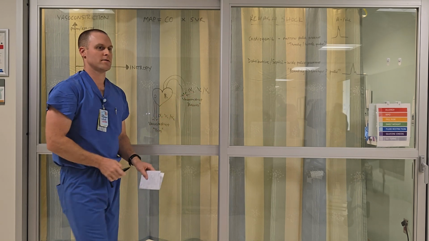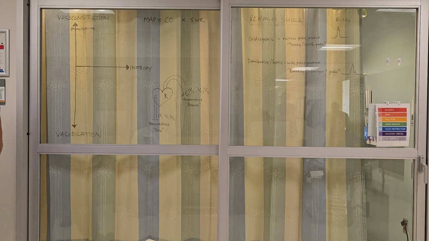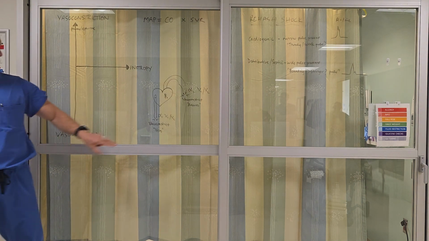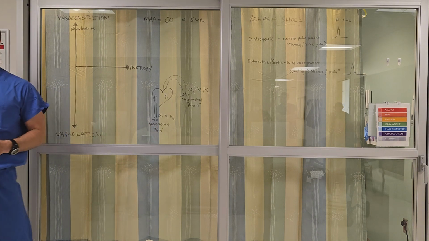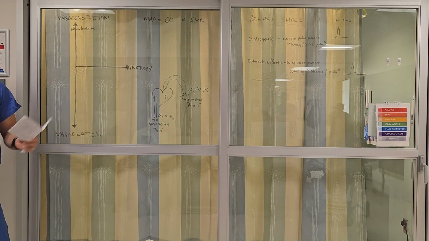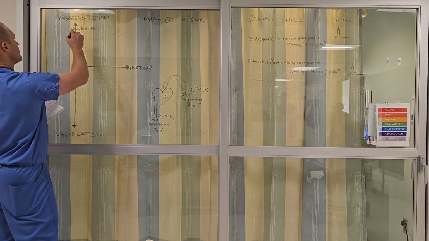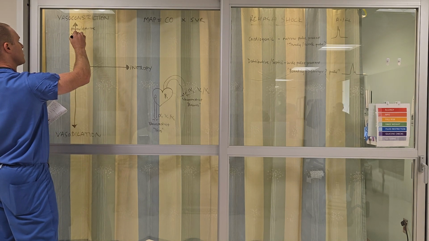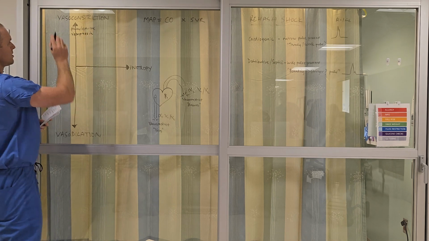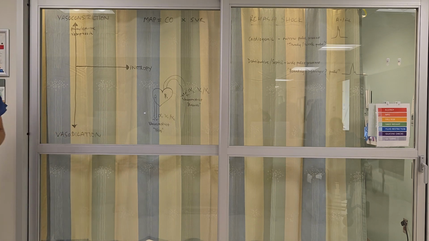V1 and V2, does anybody know what we give often in the ICU that hits those receptors, causing vasoconstriction and venoconstriction? Alpha and V1 and V2 do it on both the arterial and venous side. Vasopressin, perfect. So vasopressin is also going to be right here. It's going to vasoconstrict. Okay.